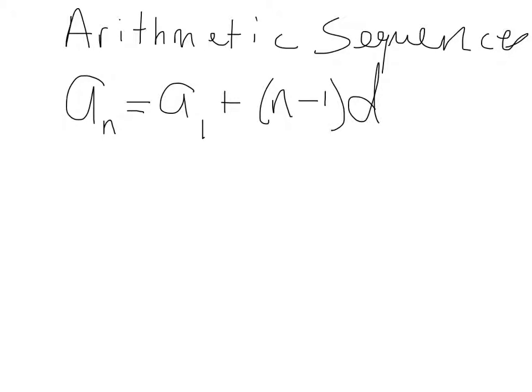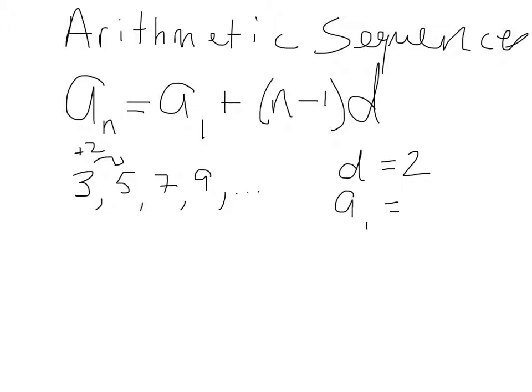Here's an example of where you would use this formula. Let's say you have a sequence that goes like this: 3, 5, 7, 9. You can probably see that this is arithmetic because we're going up by 2 every time. The 2 is the d, the difference. A sub 1 would be the first term. In this case, it's 3.